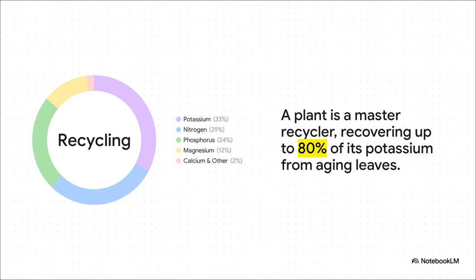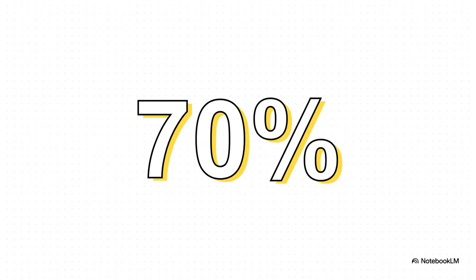And wow, just look at how good the plant is at this. It's an incredible recycling machine. The model shows it can claw back up to 80% of its potassium and 70% of its nitrogen from those old leaves. Meanwhile, other things, like calcium, are pretty much stuck in place. But let's zero in on that nitrogen number for a second. 70%. For anyone in farming, that number is a total game changer. It means the plant can essentially fertilize itself, which reduces the need for expensive and often environmentally damaging fertilizers we have to add.